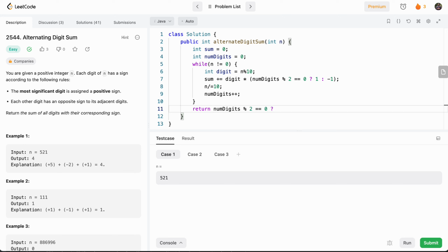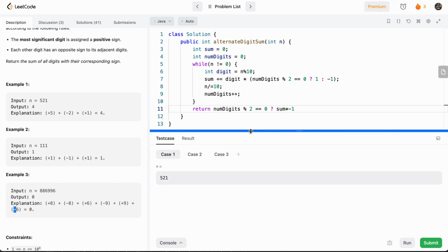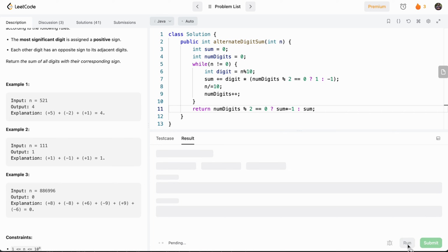So this will basically make it alternating, and at the end what we'll do is, if our total digits is even, we'll return sum times -1, right? Because actually, if it's even, we were supposed to start with a minus instead of a plus. And if the total number of digits is odd, then we already have the right algorithm, and we'll just return sum. So let's run that and see how that does.